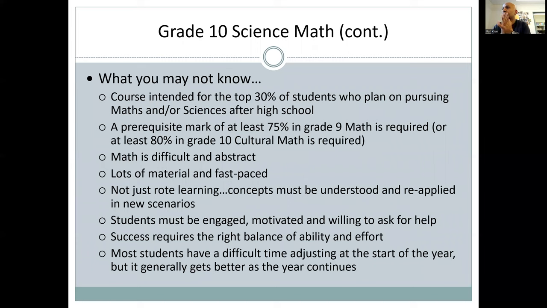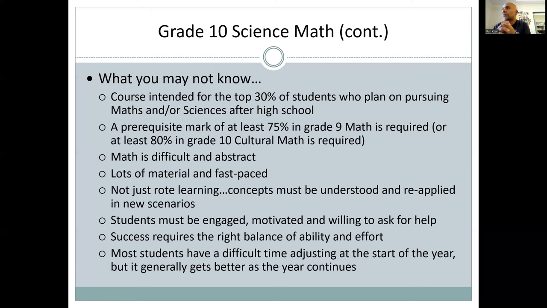Okay, so really the important stuff is what you need to know. The course is intended for the top 30% of students who plan on pursuing math and science after high school. Students who take this course plan on continuing with math and sciences, maybe into engineering, maybe into pure sciences of some manner, perhaps even the commerce side of math, accounting and business and whatnot. But fundamentally, there needs to be some type of enjoyment. Students who take the course, in a lot of cases, are doing it to keep their doors open, but there should be some part of them that actually enjoys doing the math, especially at this level.